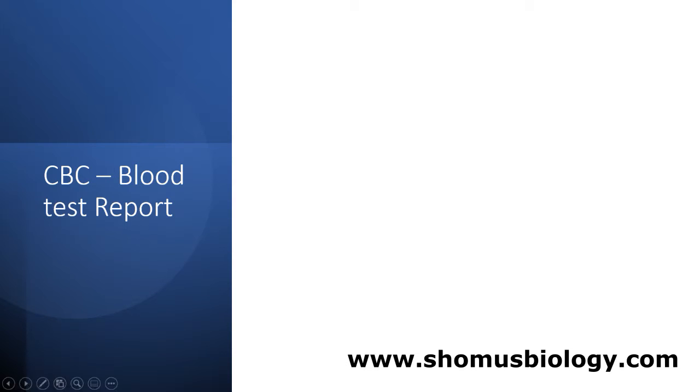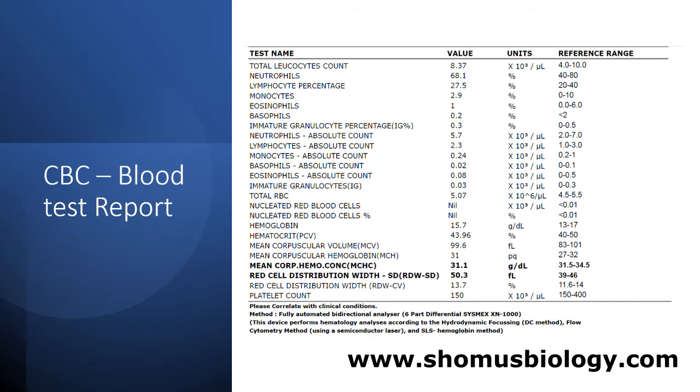Okay, so let's begin with the CBC report. This is my own CBC report, and I'll explain because there are so many parameters in the CBC report with their normal value and with the value that they got for yours. So there are few components which are more important than the others. For example, the more important components here are the total leukocyte, neutrophils, lymphocyte, monocyte, eosinophil, basophil.